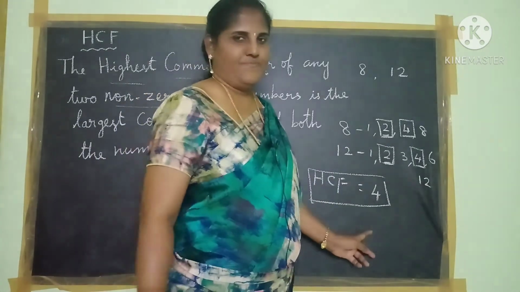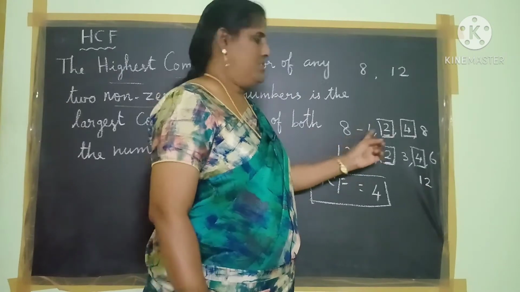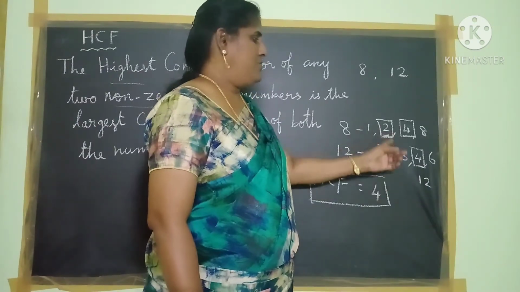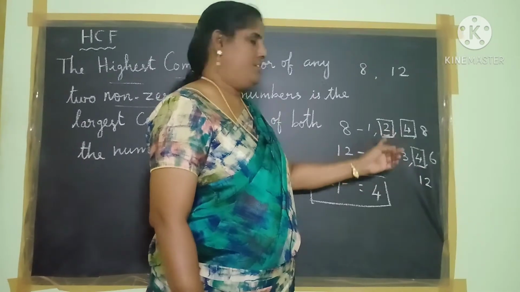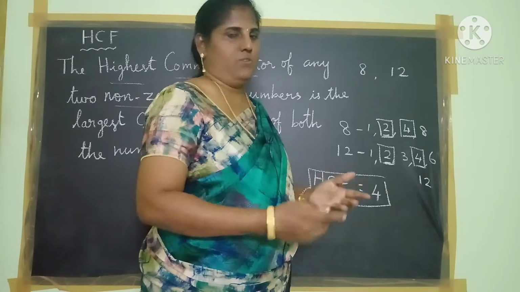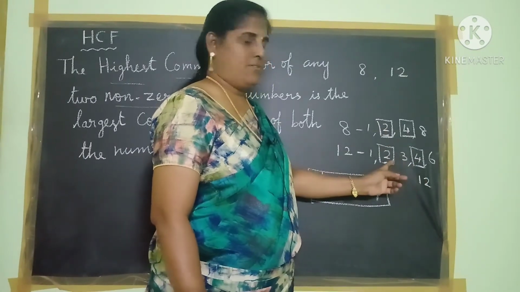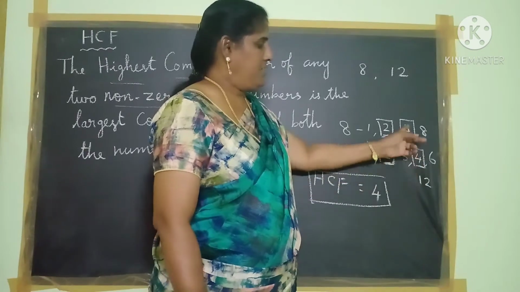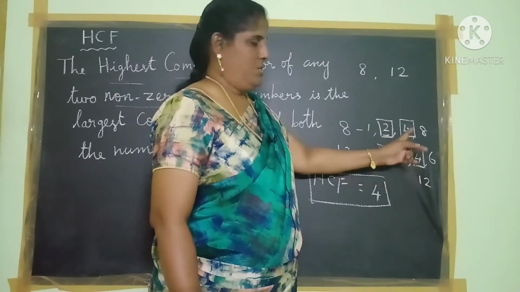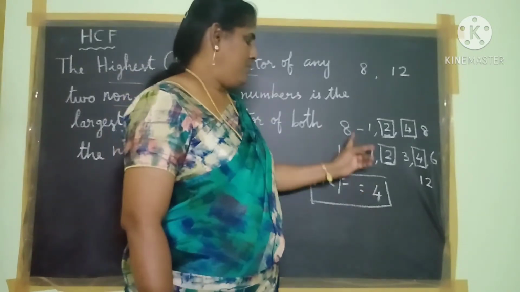Do you understand now? First of all, step one is to list out the factors of the given numbers. After that, you circle the common factors. Then, among the common factors, which one is the greatest number? 2 or 4? Which one is greater? 4 is the greatest one. So this 4 is the HCF of both the numbers.